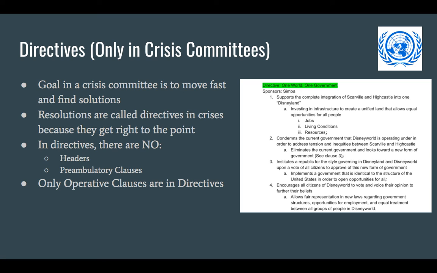It's very similar, but it's very direct to the point. You don't have all the fluff. So 1, supports the complete integration of Scarville and High Castle into one Disneyland, investing in infrastructure to create a unified land that allows equal opportunities for all people, jobs, living conditions, resources. And then you see you have the nice semicolon, happens again, and then there's the period. So keep that in mind as you go through, that they are very much the same, but you don't need to do the preambulatory clauses and you don't need that elaborate header.